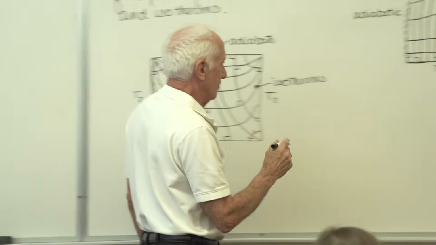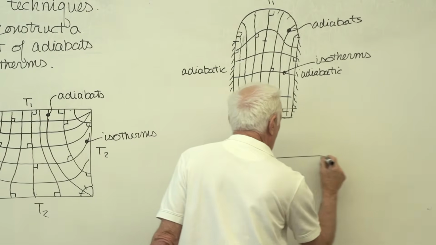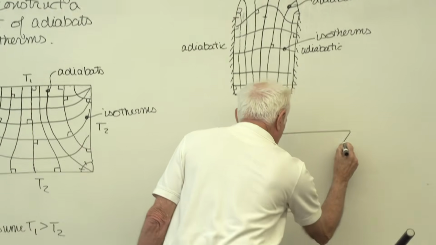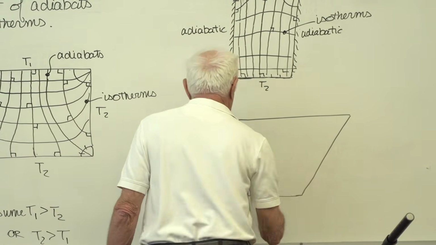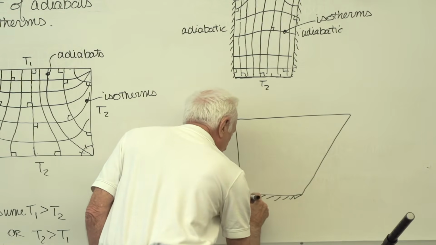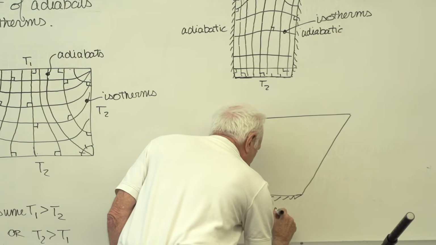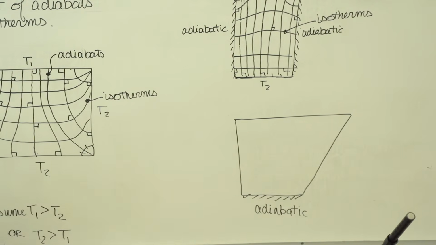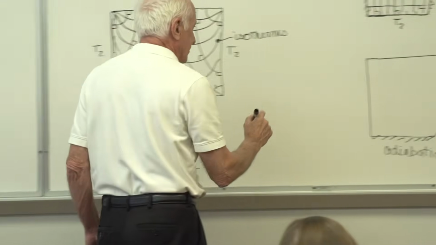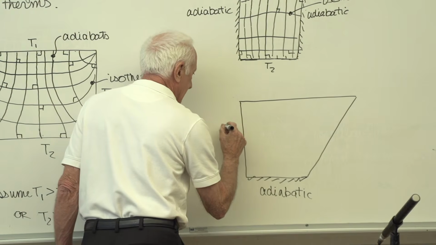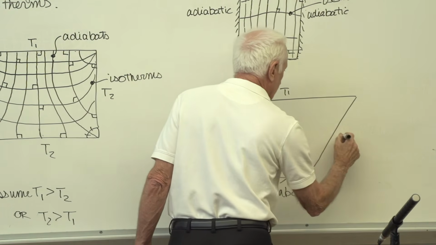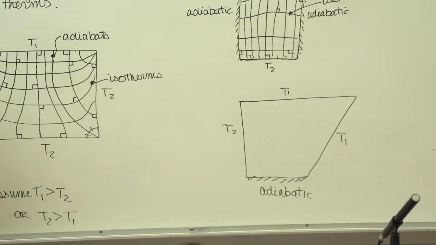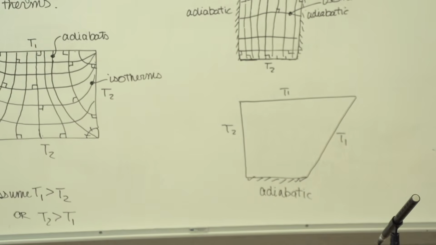Okay, so now we'll take this one. All right, let's see. The bottom on this one is adiabatic, and one side is at T2. The other sides are at T1. Okay. Draw the flux plot.